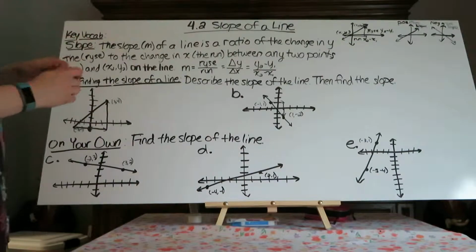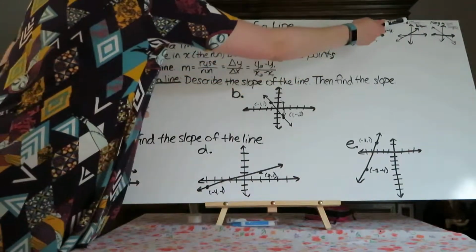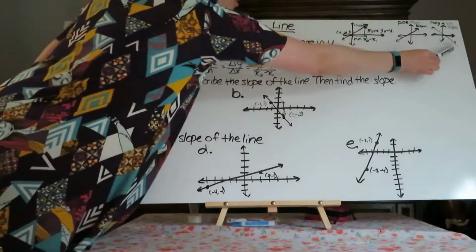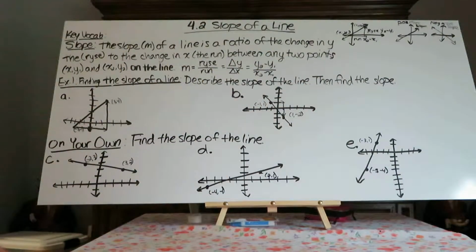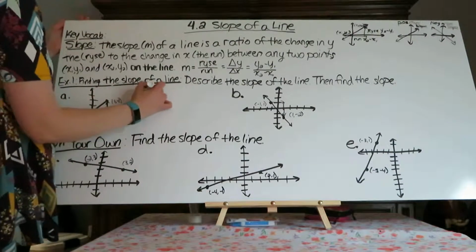All right, a positive slope means that it's increasing from left to right. A negative slope means that it's decreasing from left to right. All right, so we're going to find the slope of a line. We're going to describe the slope of the line, then find it. So letter A. This one is going to be positive.